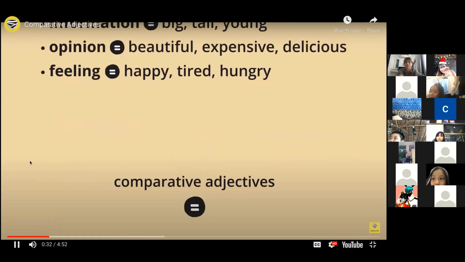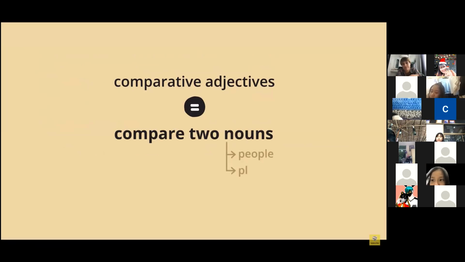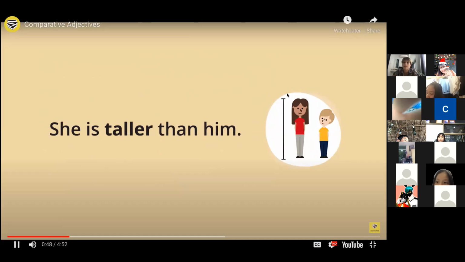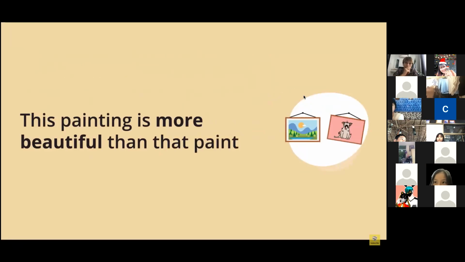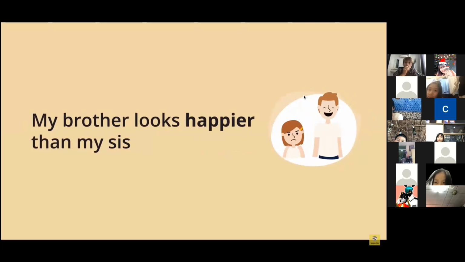Okay. We use comparative adjectives to compare two people, places, or things. Comparative adjectives tell us how one noun is different from the other. For example, she is taller than him. This painting is more beautiful than that painting. My brother looks happier than my sister.